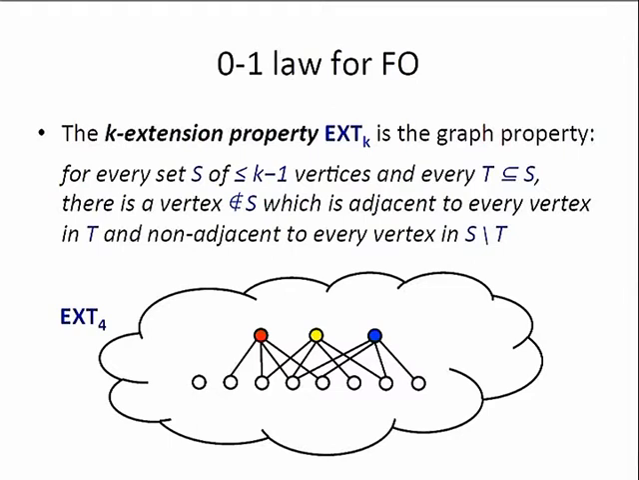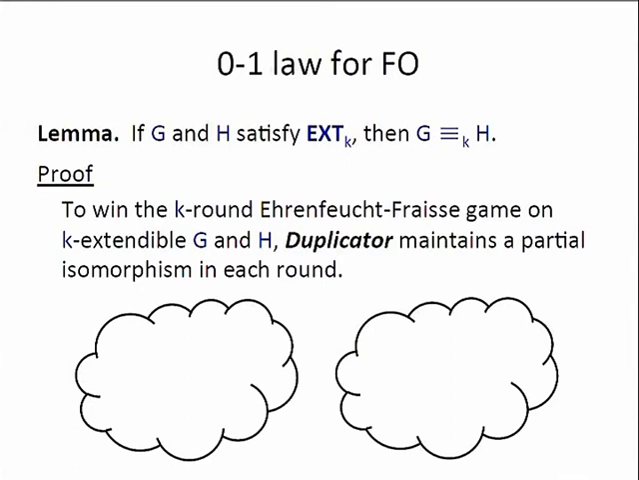So that's the statement. And just to illustrate this, the four-extension axiom says that for every three vertices, for instance, this red, yellow, and blue vertices, every subset of those vertices is witnessed, in terms of adjacency, by some other vertex in the graph. So for every three vertices, we can find eight vertices where one is not adjacent to anything, one is adjacent to all three, and for every subset we can witness it. So that's x sub k.